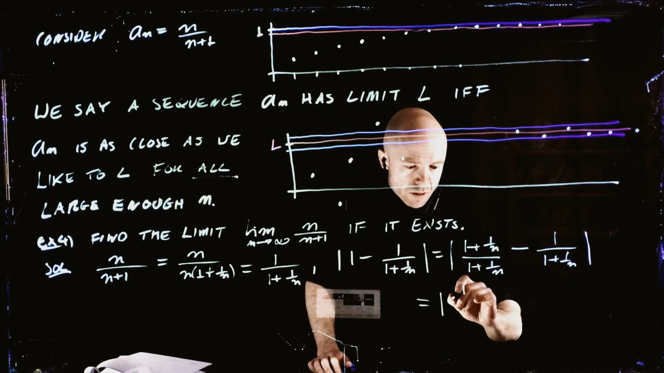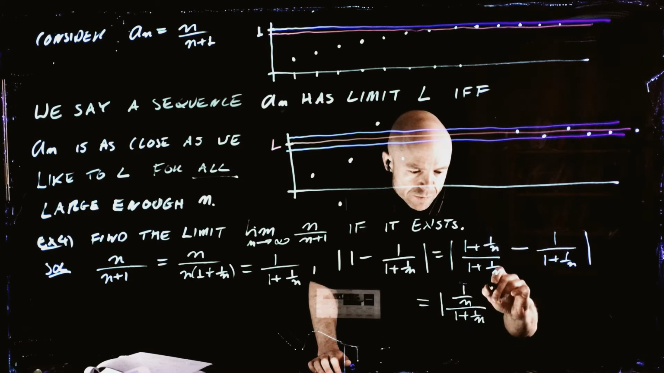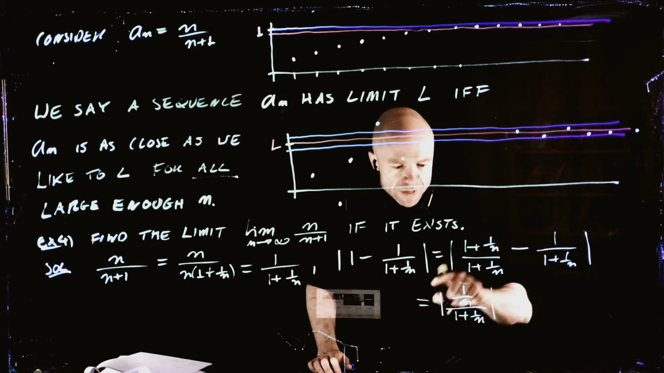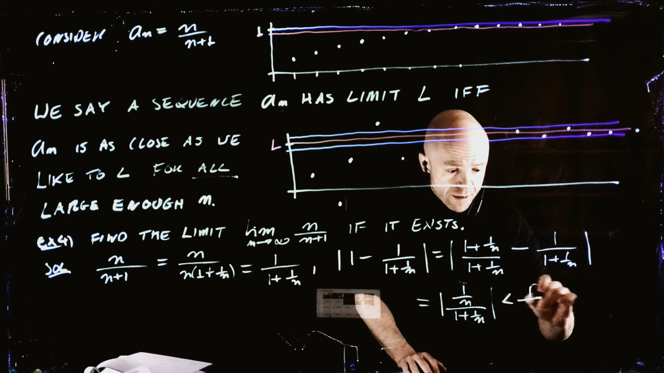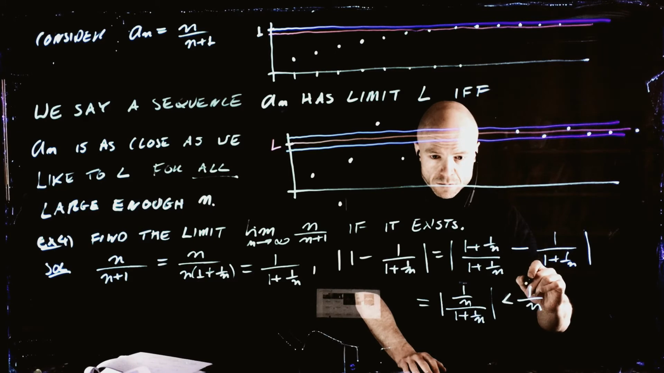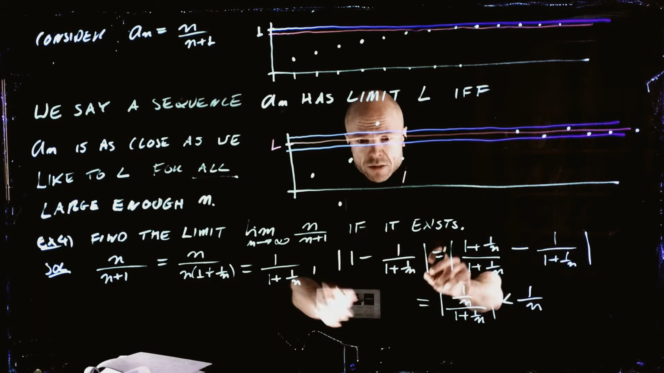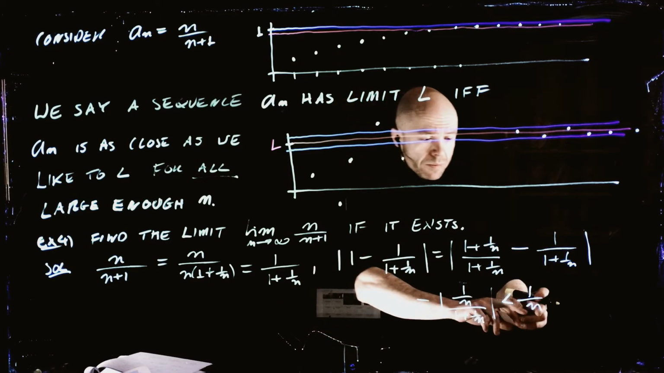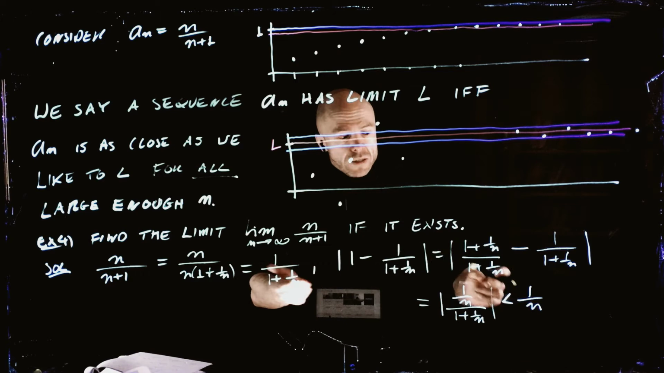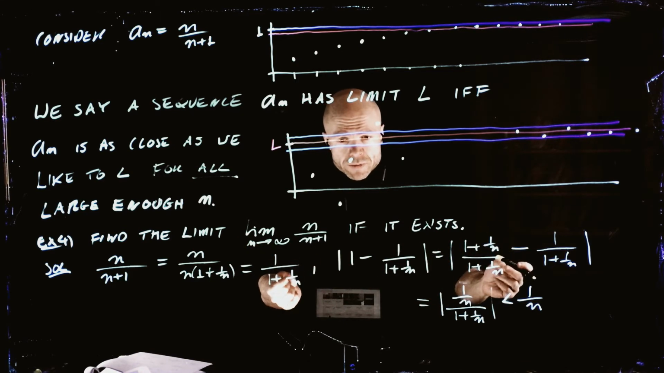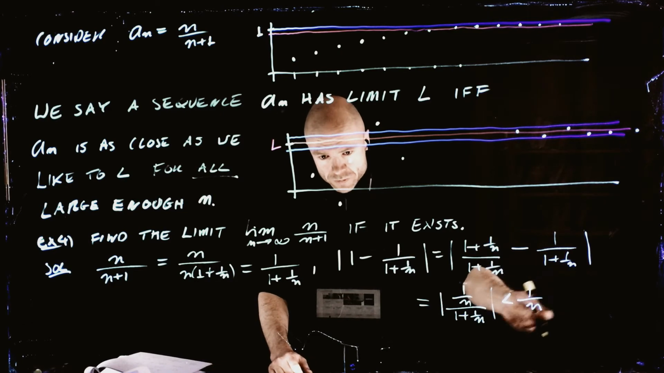This is the same as 1 over n over 1 plus 1 over n. And since the thing on the bottom is bigger than 1, this number is less than just 1 over n. So you can guarantee that you are as close as you like to 1 by just taking n large enough. If you want it to be within 1 over 100 of 1, then you just take n to be bigger or equal to 100. That's what this says.